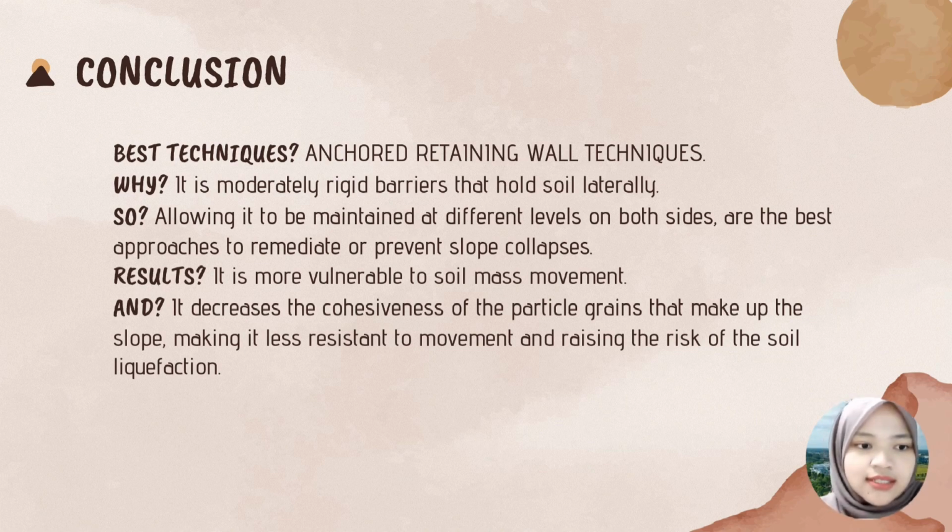As we all know, the distribution of rainfall, which has an impact on the physical properties of the soil, is the primary cause of the landslide or slope collapse. The weight of the soil that makes up the slope increases as a result of the slope absorbing large amounts of water. As a result, it is more vulnerable to soil mass movement. Apart from that, it decreases the cohesiveness of the particle grains that make up the slope, making it less resistant to movement and raising the risk of soil liquefaction.